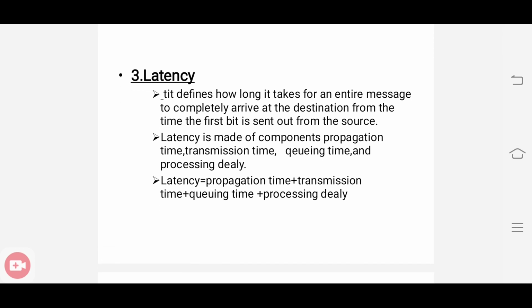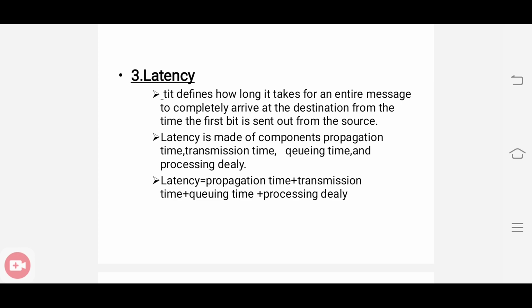Then the third one, latency. Latency means delay. It defines how long it takes for an entire message to completely arrive at the destination from the time the first bit is sent out from the source. What is the delay of sending a message from sender to receiver? That is actually latency. So latency is equal to propagation time plus transmission time plus queuing time plus processing delay.